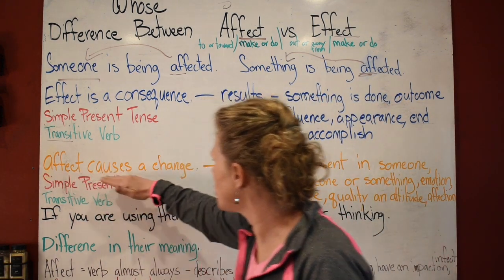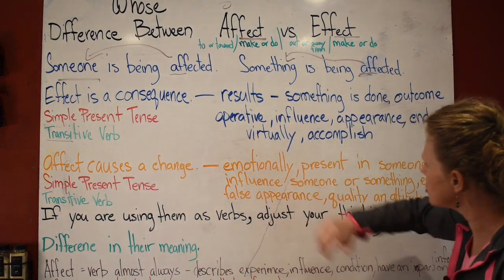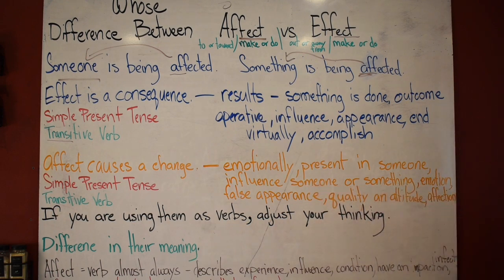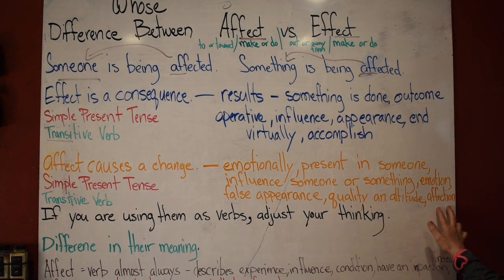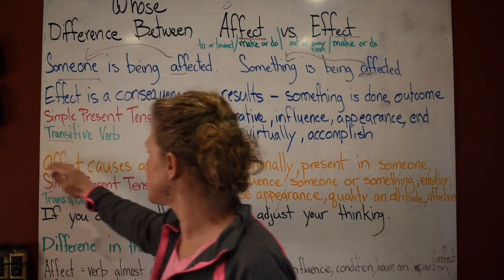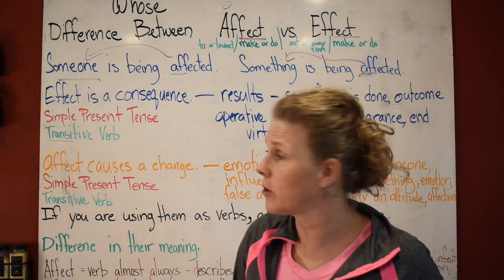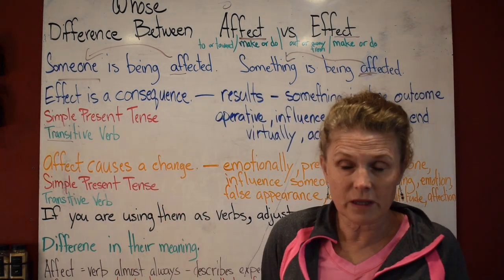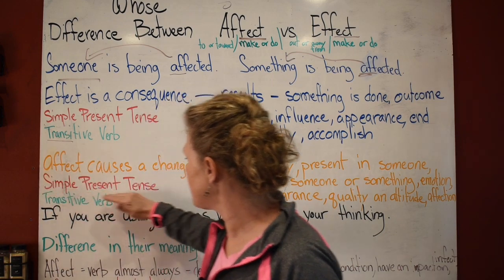Now, look, effect causes a change. Now think of that. Effect causes a change. Emotionally, present in someone, it's an influence, an emotion, a false appearance, a quality of attitude, an affection. I like how you think about it as an affection, because if you give affection to somebody, it causes a change. Most of the time when you think of affection, you're thinking of love and charity and all of those things, and it causes a really good change in somebody or something. This is the simple present tense. If you're using this all by itself, it's going to be the simple present tense.